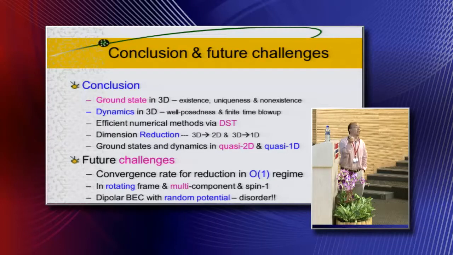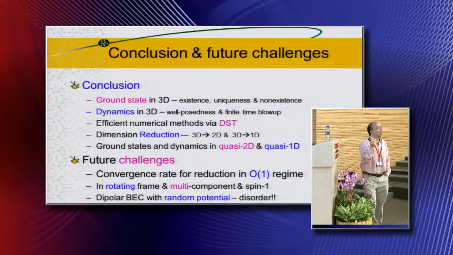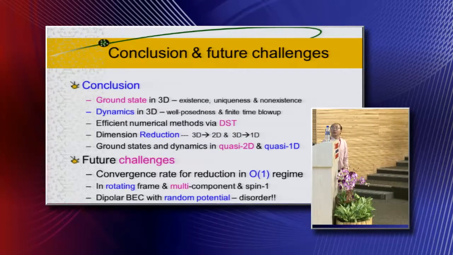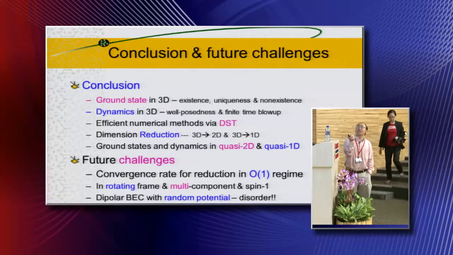We also showed what happens when the confinement is anisotropic. So we can get a 1D model and a 2D model, and of course the ground states in 1D and 2D.